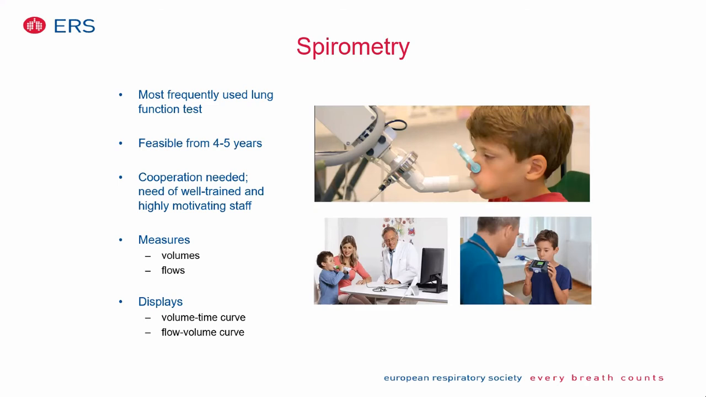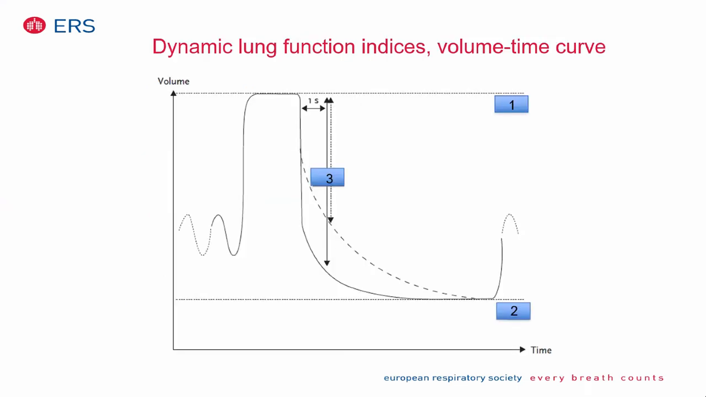With the spirometry, you can measure volumes and flows, and you show then the volume time and the flow volume curve. So the volume time curve, the first one, is the one that's depicted here. And I guess you all know where you start. So you start with a full inspiration. So you're at the total lung capacity, and you expire your complete air until you are at the residual volume. And the volume that you've expired in 1 second is the forced expiratory volume in 1 second that you can read from this curve.